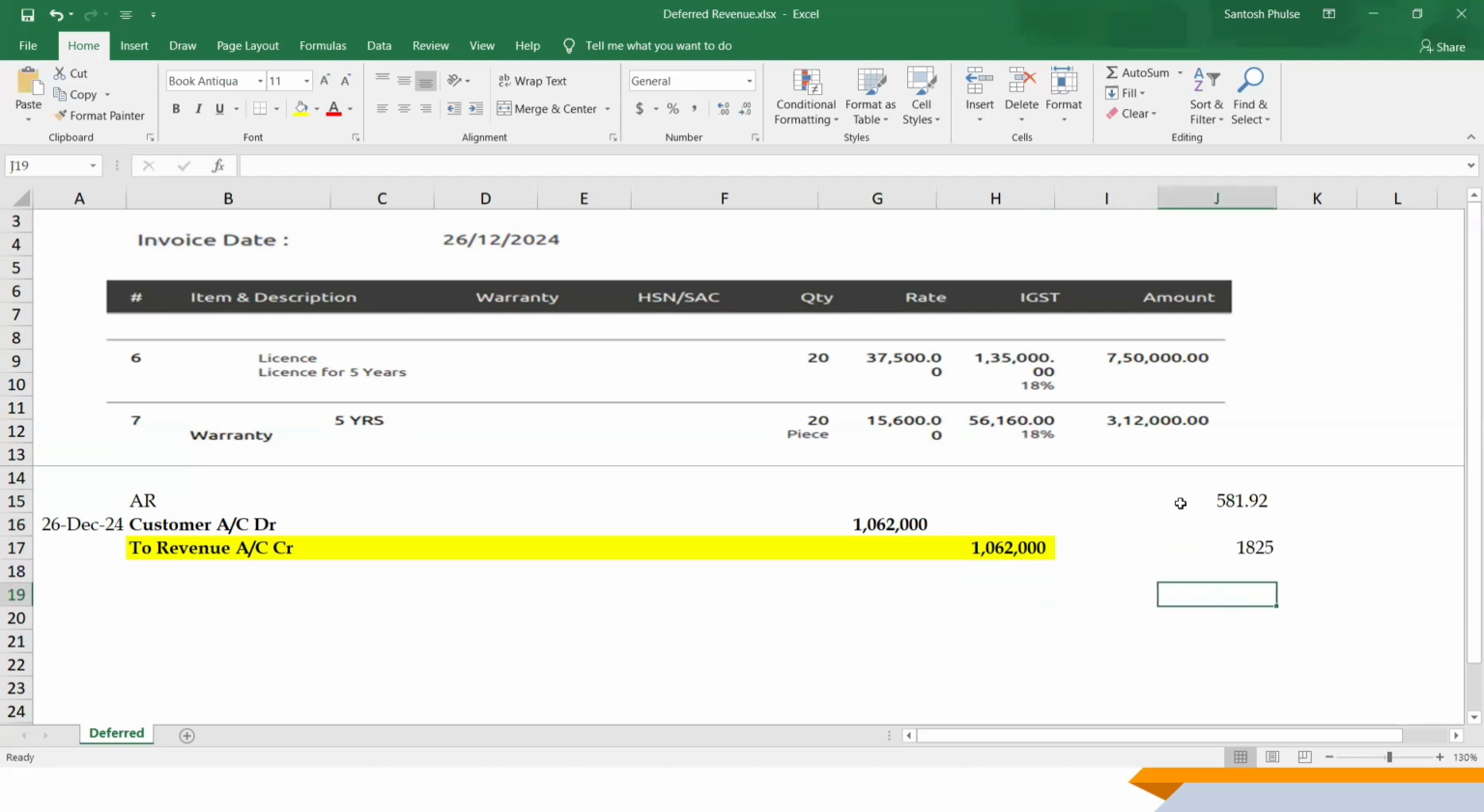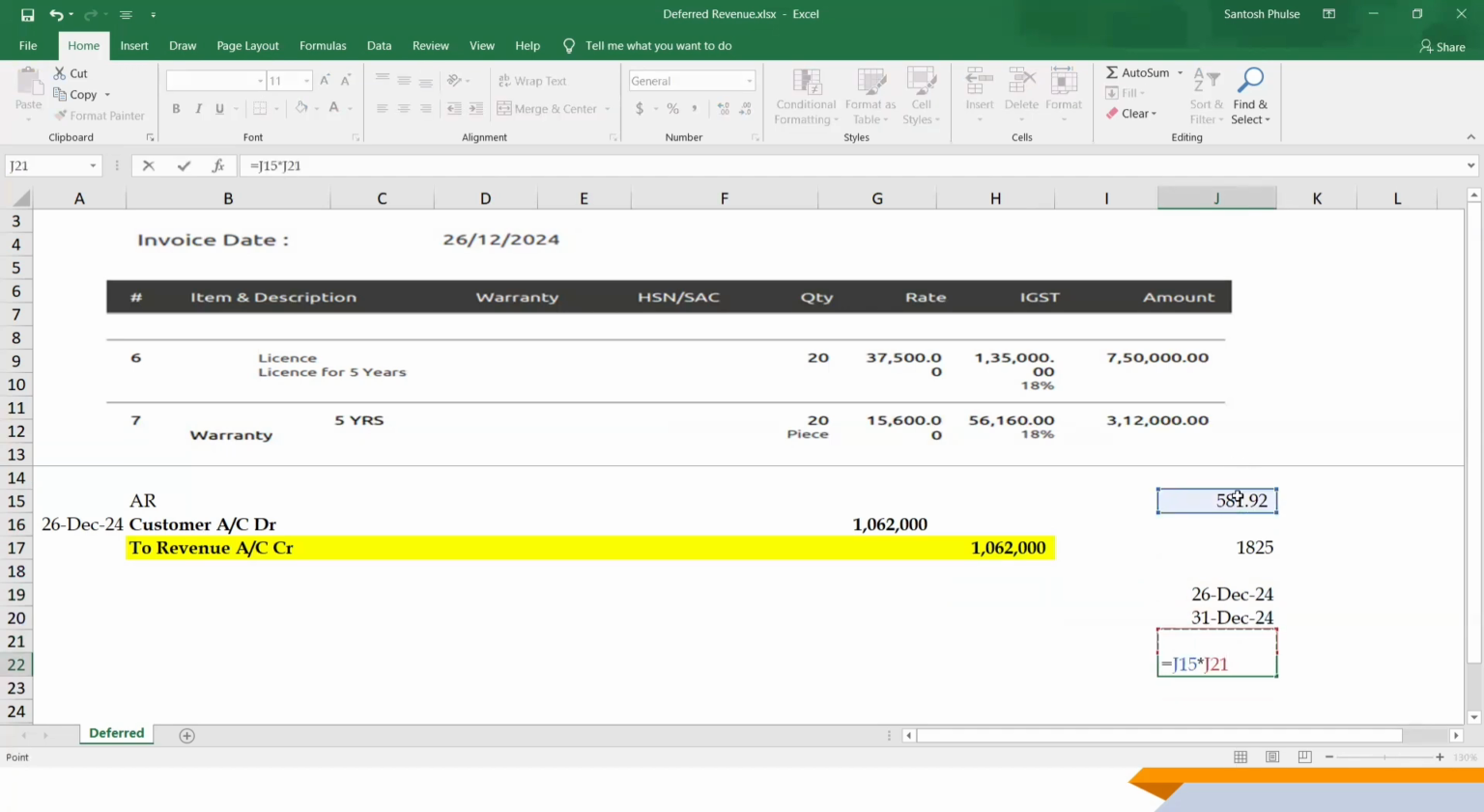And how many days are there in December? 26th of December 24 till 31st of December 24. Then 6 days you provided the services in the month of December. Then how much is going to be for 6 days? Then 581 into 6 is going to be 3,491.